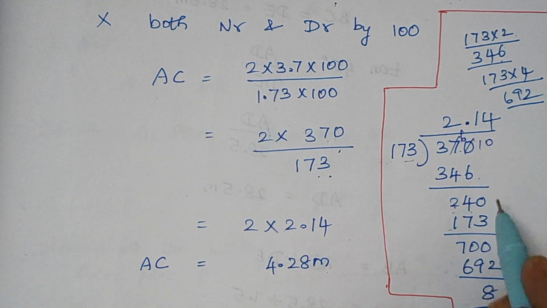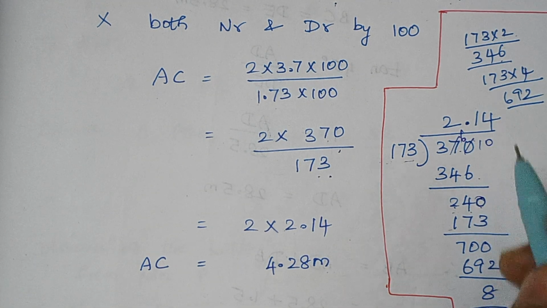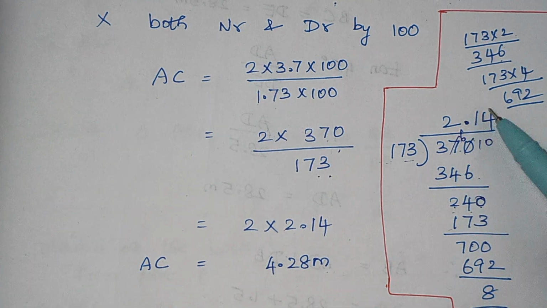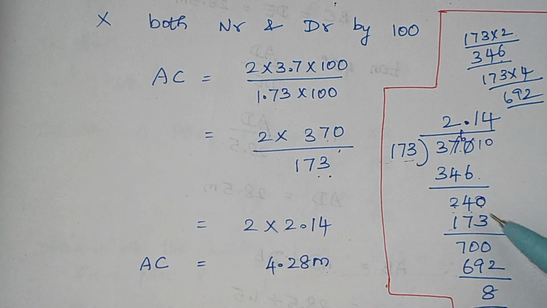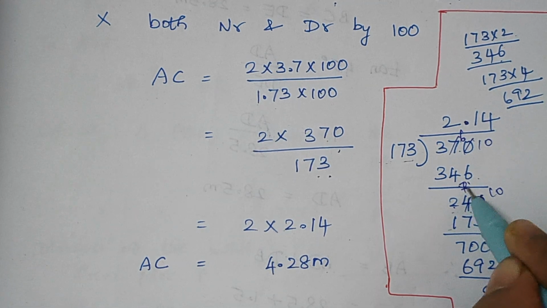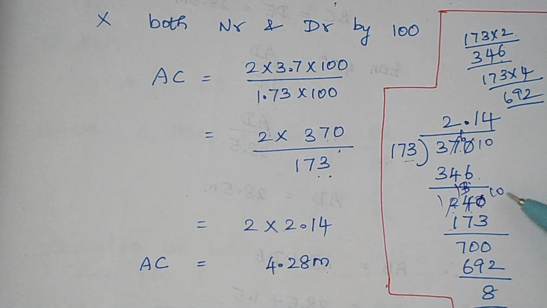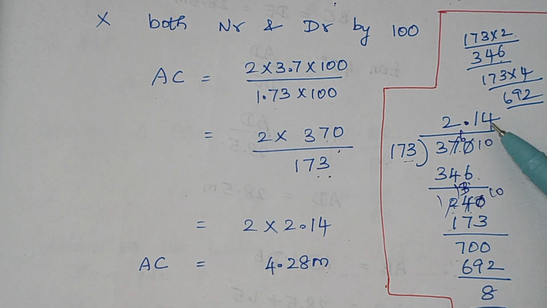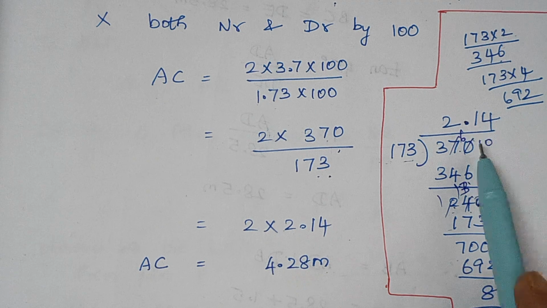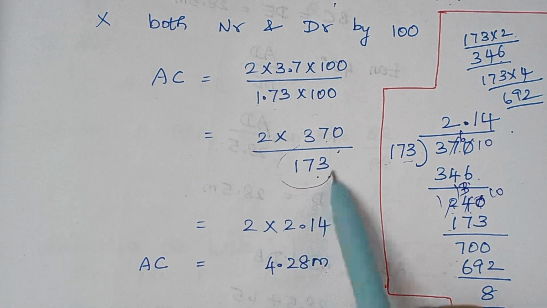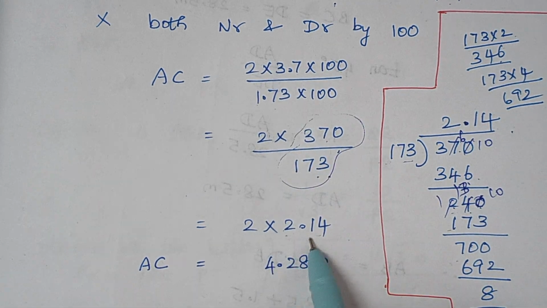Again 24 is a smaller number, so I am adding a 0 here, and therefore I have to keep a decimal point here. And 1 times 173 is 173, and again when you subtract, 10 minus 3 gives you, sorry guys, I have made some mistake here, but anyway it will be 4. Here we are getting the answer as 2.14. So 370 divided by 173 gives you 2.14.